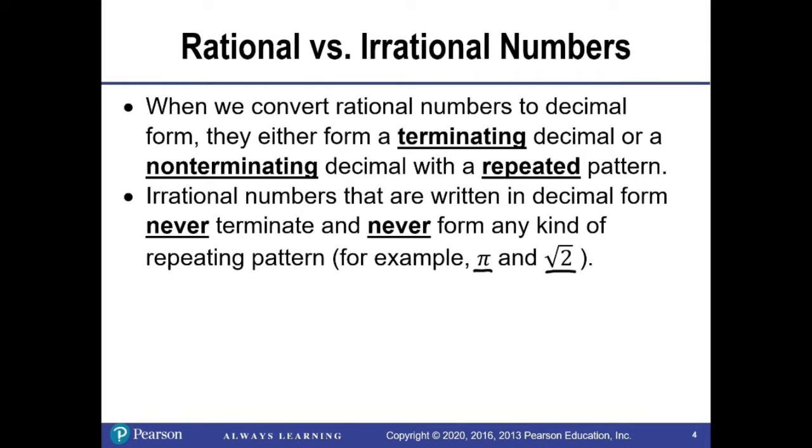For example, pi is an irrational number. Now you may know pi is 3.14. That is a rounded version of pi. Pi is actually 3.14159, and that decimal keeps on going. It never stops and it never repeats. The same type of thing happens with square root of 2.